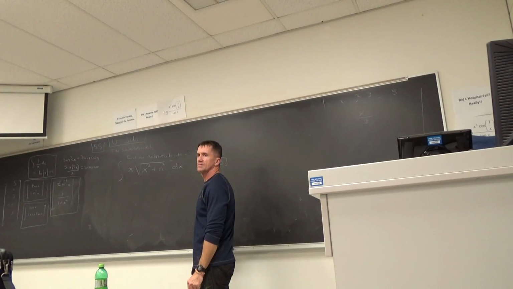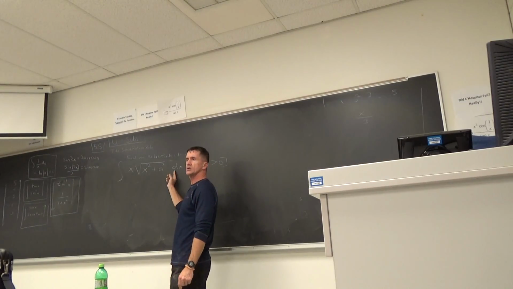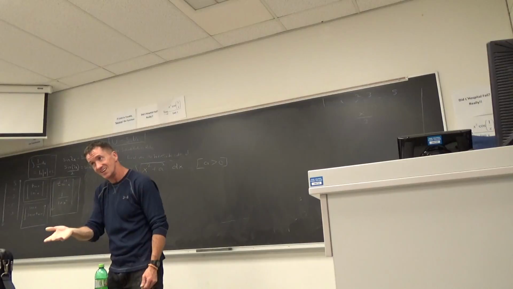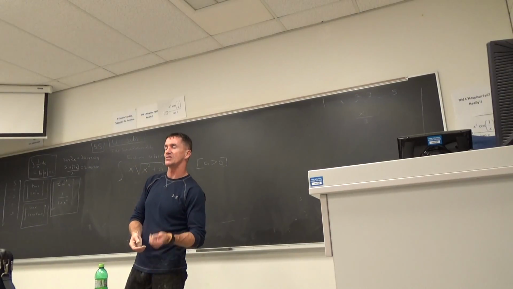But a is just a constant, right? We're differentiating with respect to what letter? X. So what would I let u equal to? x squared plus a squared, it's under the radical. Right? I won't let it equal that with the radical.